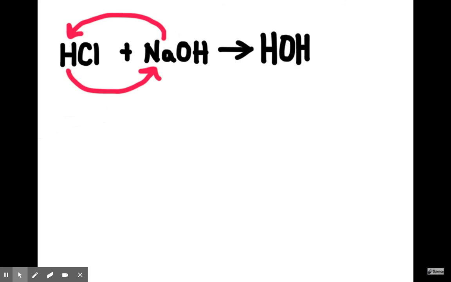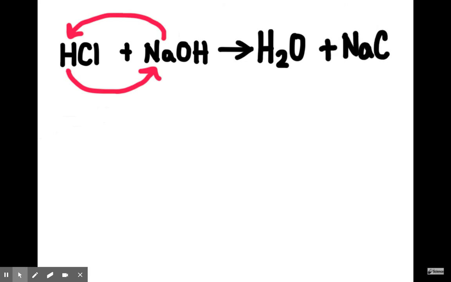But we can rewrite this a little bit better way. We have two hydrogens, so we could just say H2O. That's where the water comes from. The sodium will combine with the chlorine, and that's going to form the salt, so we end up with water and salt.